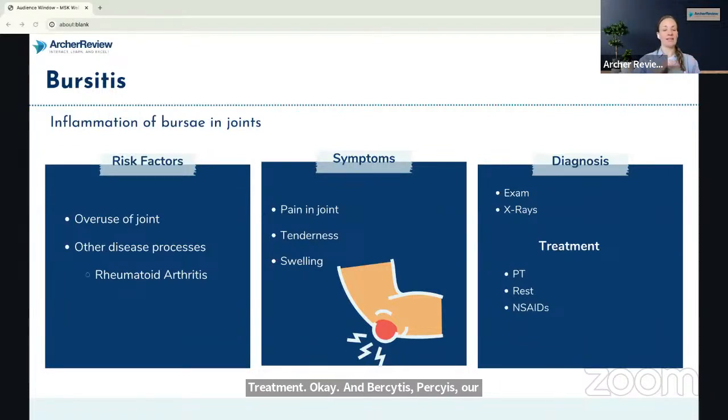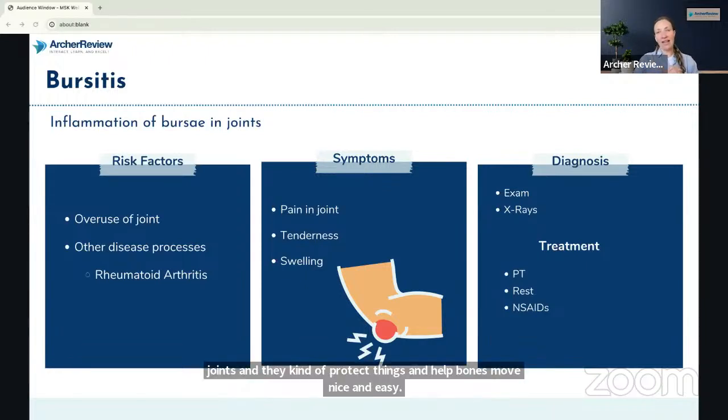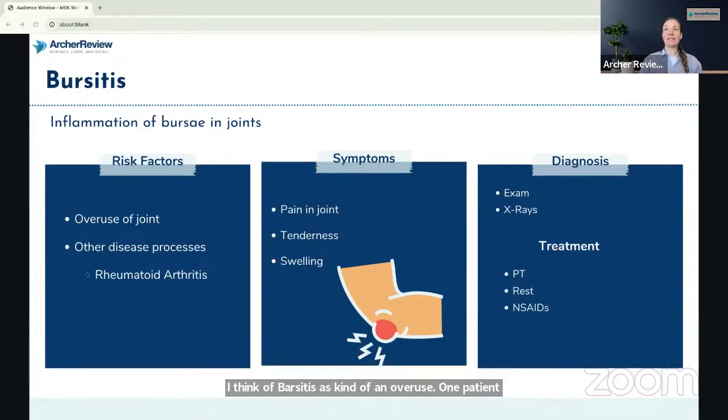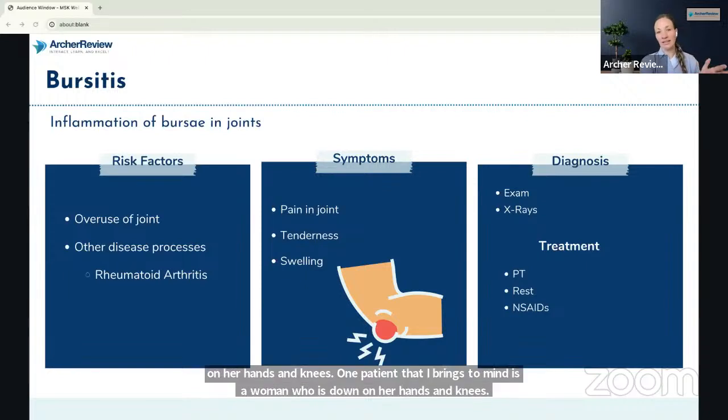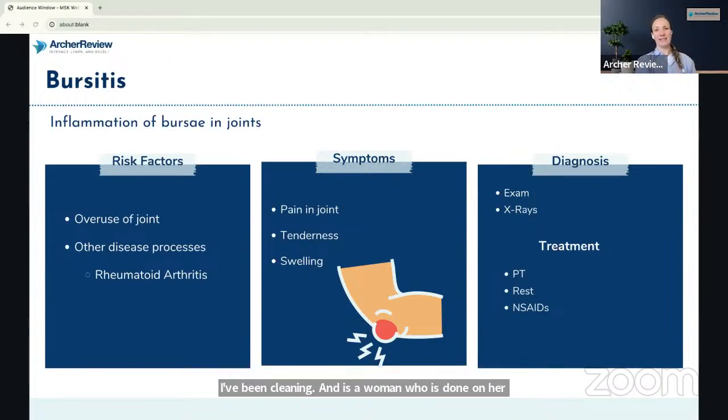Okay, and bursitis. Our bursa are kind of our pillows that sit on the outside of our joints, and they kind of protect things and help bones move nice and easy. I think of bursitis as kind of an overuse. One patient that comes to mind is a woman who was down on her hands and knees, had been cleaning, and then she wakes up the next day and her knee is swollen right on the top, very painful, tender, and says like, "What happened?"